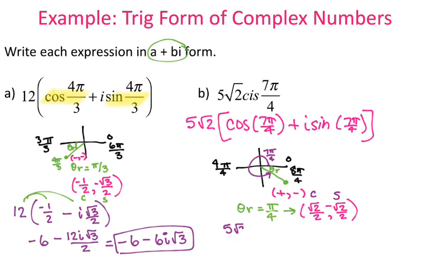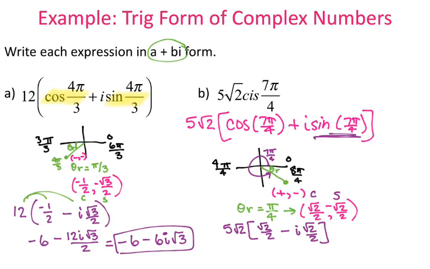So I have 5 root 2 times root 2 over 2 minus, since my sine was negative, 5 root 2 times root 2 over 2 i. So I'm just replacing my cosine of 7 pi over 4 with this root 2 over 2. And I'm replacing my sine of 7 pi over 4 with this negative root 2 over 2. And then from here, my job is to multiply.